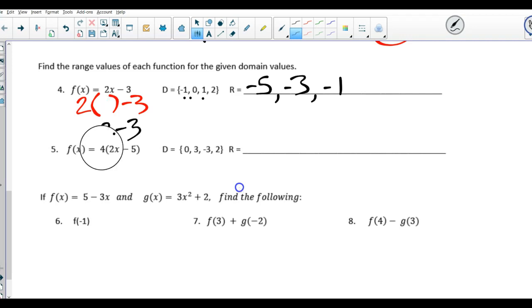And then we plug in our fourth domain, which is 2. That gives me 4 minus 3 is 1. There's my range: -5, -3, -1, 1.